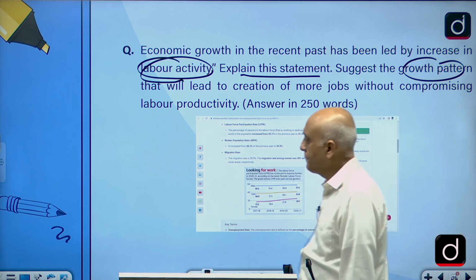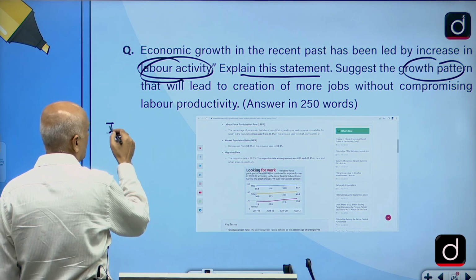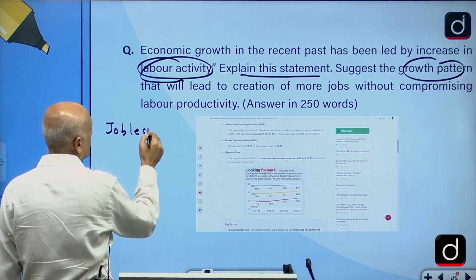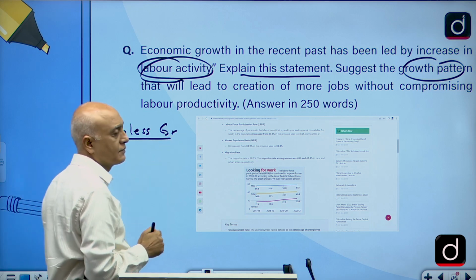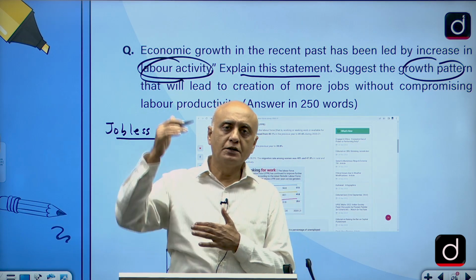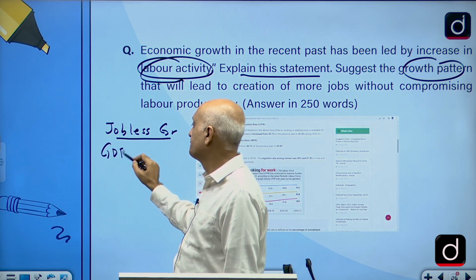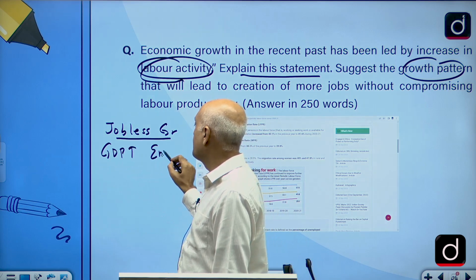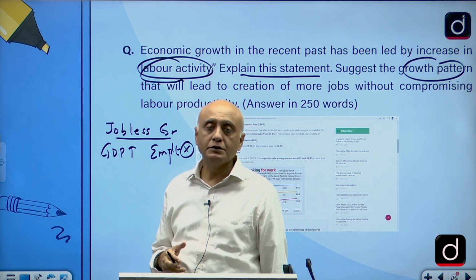But if you take the hint, so many times you have seen this issue that India's growth has been a jobless growth. So what does it mean? On one side, the GDP is rising, but on the other side, employment is not rising. How is it possible?